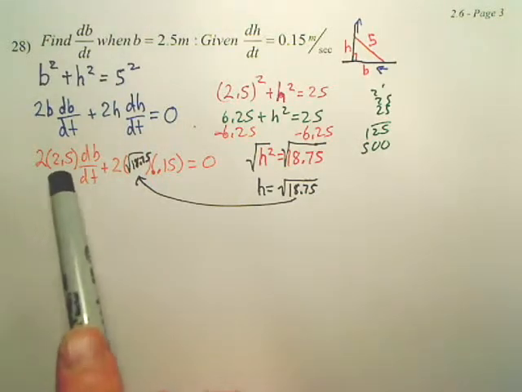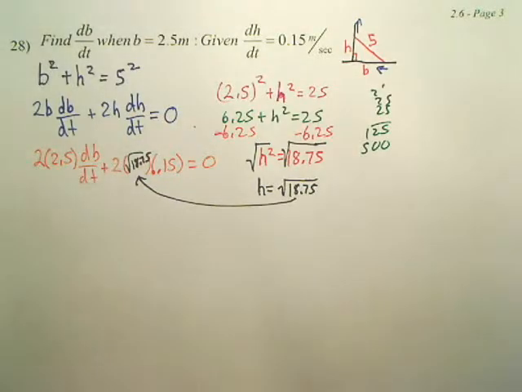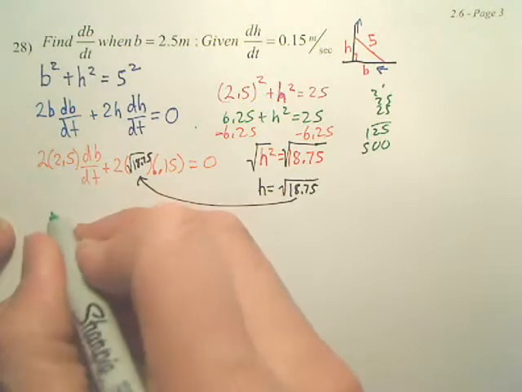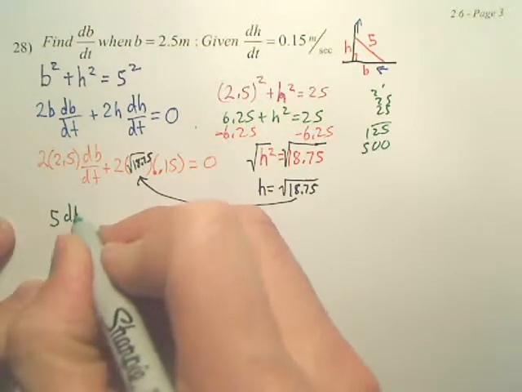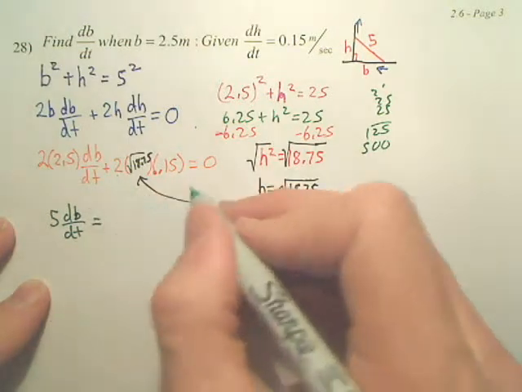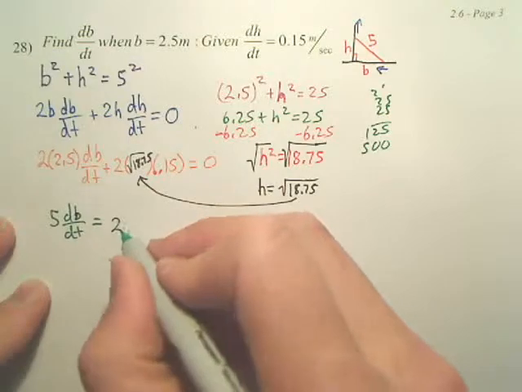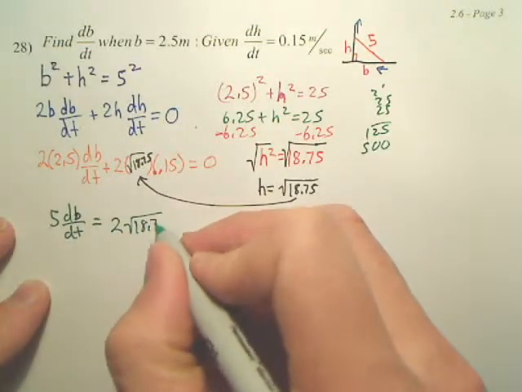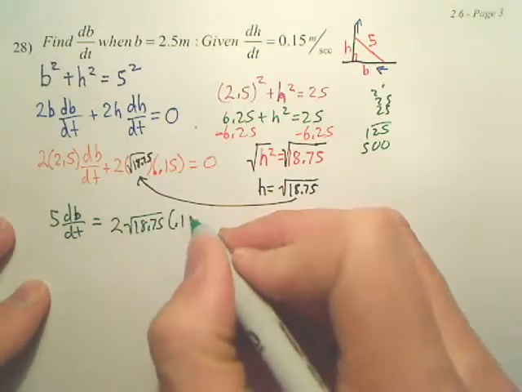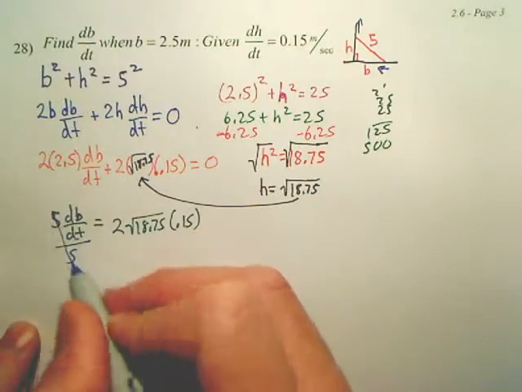Okay, now this would not be a very fun one to do by hand. But you basically are going to end up with 5 dB dt equals, when you minus this over, oh boy, just put the whole thing. 2 square root 18.75 times 0.15. I'm not going to deal with it all. Use your calculator to calculate it. Divide by 5.